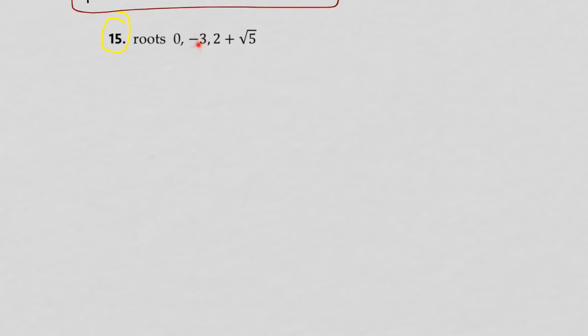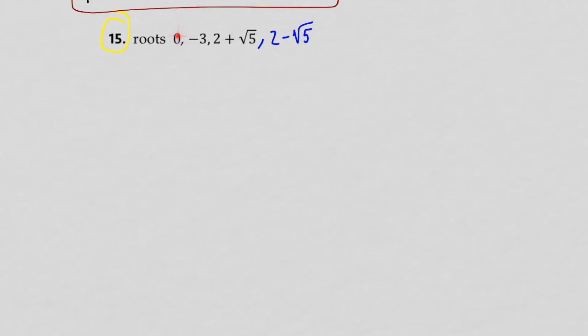0, negative 3, no conjugates for those. Those are okay. They're just real rational numbers. They're fine. But this one is irrational, so we must come up with its conjugate, which is going to be 2 minus radical 5. Remember, leave the rational number by itself alone. Don't change it, but change the sign of the radical part. So plus radical 5 minus radical 5.